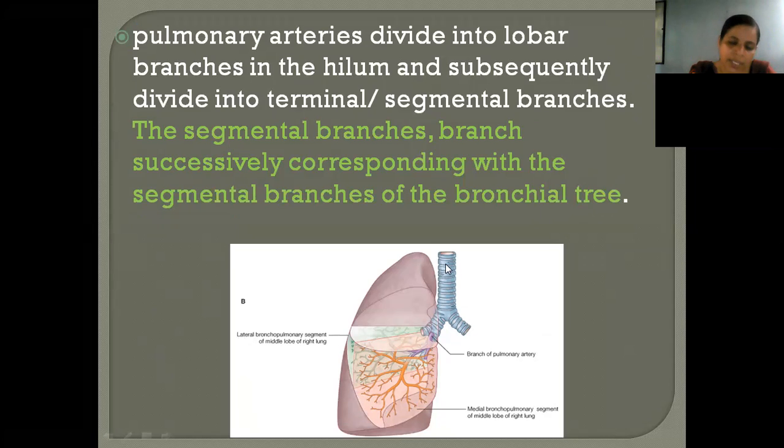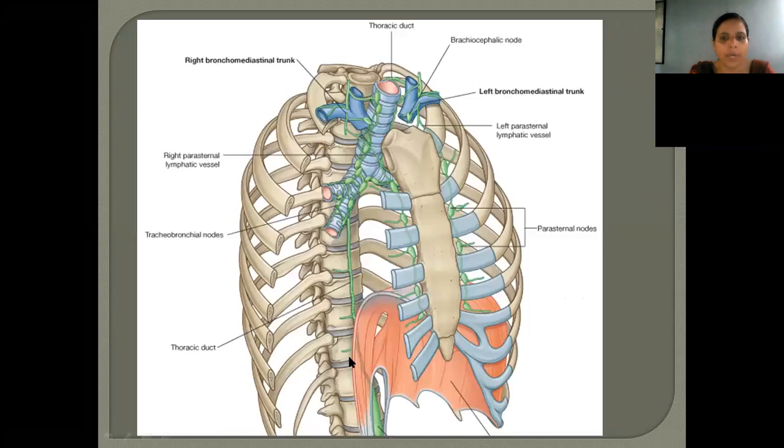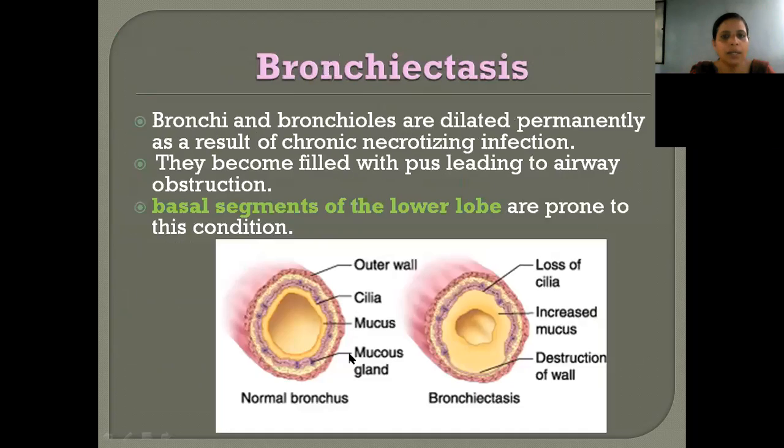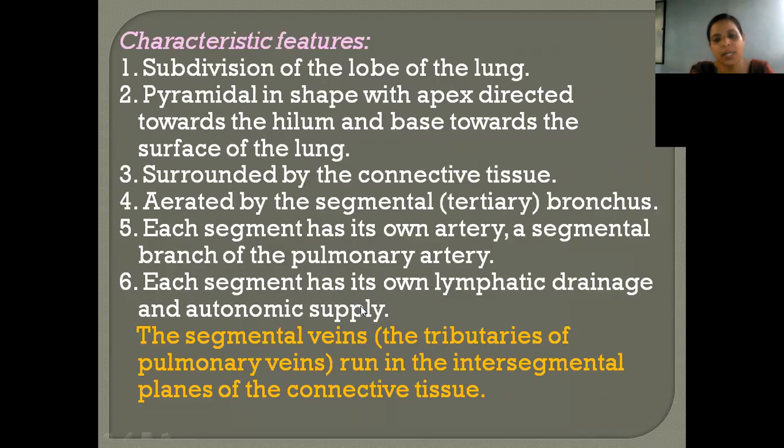A bronchopulmonary segment is a particular part of the lung which is aerated by a particular bronchus. Here is the definition: a well-defined wedge-shaped sector of a lung which is aerated by a tertiary bronchus. Whatever part of the lung is aerated by a tertiary bronchus is called a bronchopulmonary segment. Bronchopulmonary segments are well-defined anatomical, functional, and surgical units of the lung.